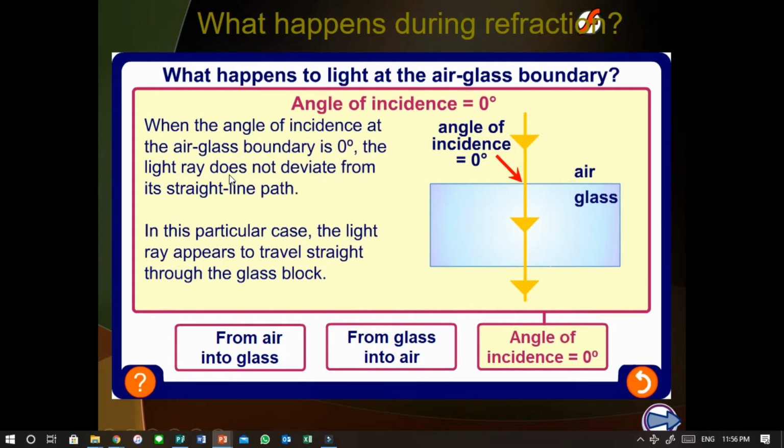So the angle of incidence at the air-glass boundary is 0. The light ray does not deviate from a straight-line path. In this particular case, the light ray appears to travel straight through the glass block. So when you shine the light straight through, coming in perpendicular, the angle of incidence is 0. It will not bend. Whoa, that's crazy.